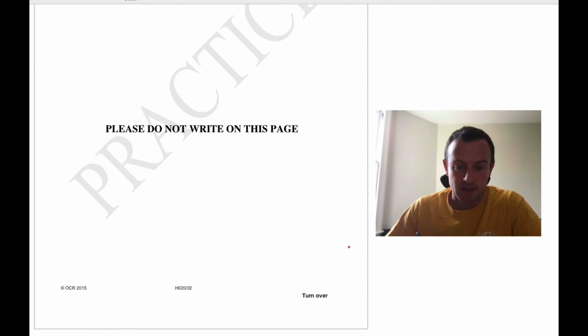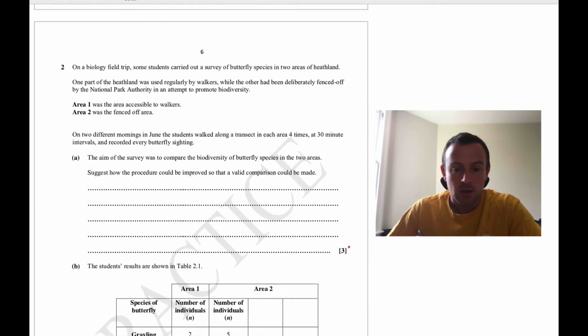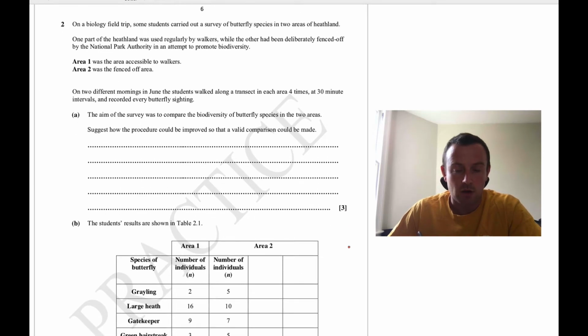All right, we'll skip past this blank page, and on we go to this one. This question 2 is all really about biodiversity. Okay, so we've got an area accessible to walkers, an area fenced off, 2 different mornings.